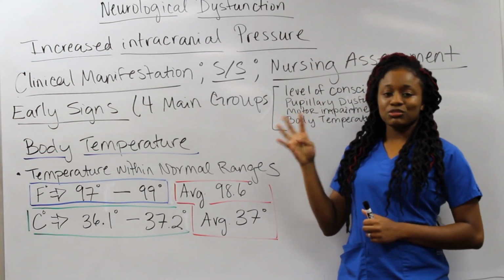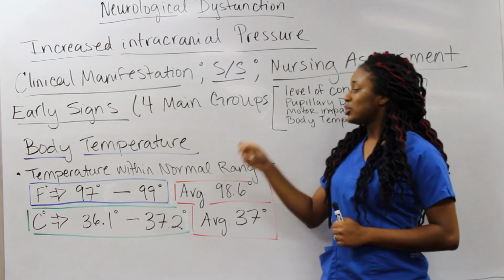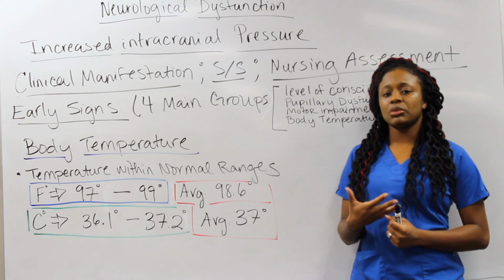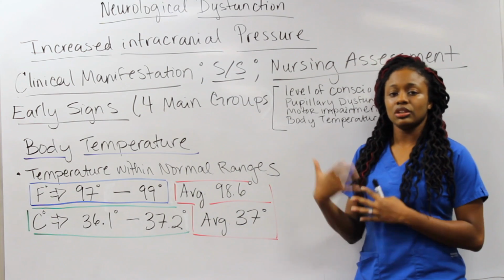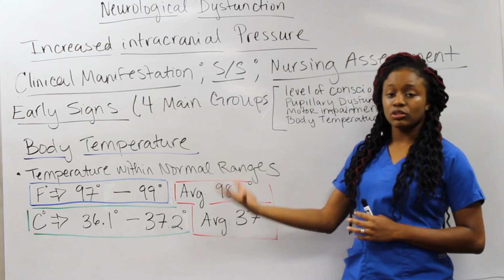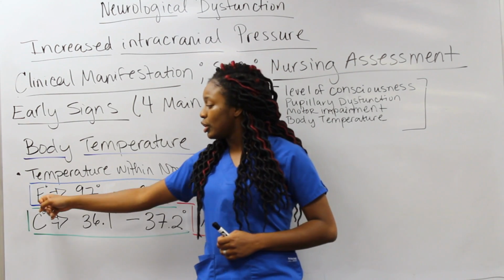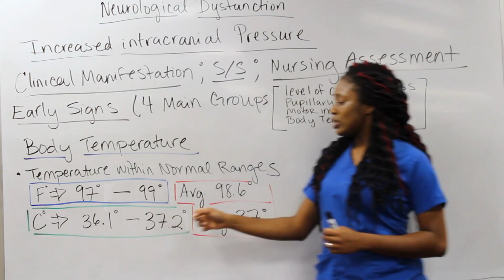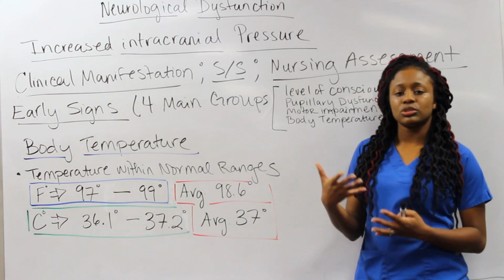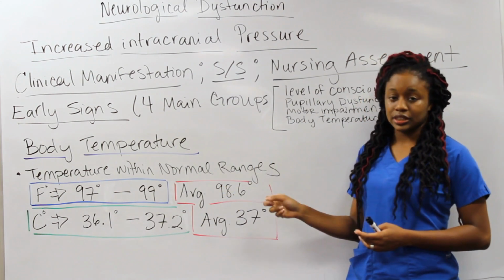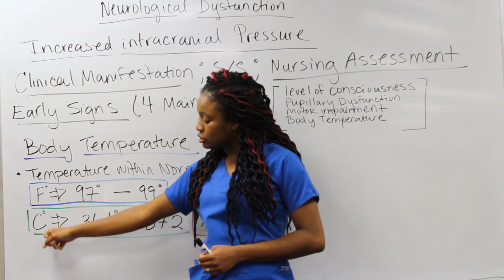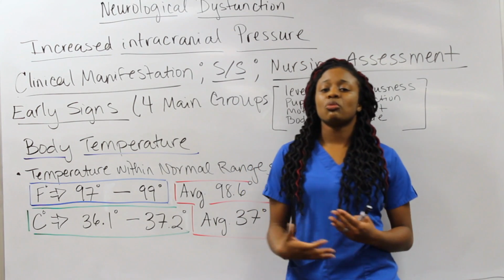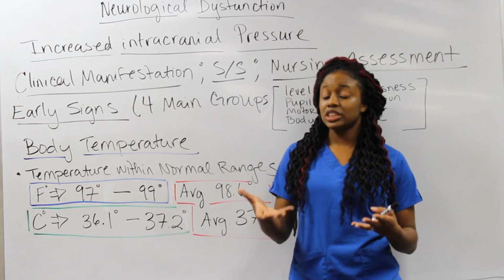And the last of the main 4 groups is the body temperature, okay? The body temperature is going to stay in normal ranges. So in the early stage, you're not going to really see much of a change in the body temperature. It is going to be in normal ranges. So I wrote down here for you what normal ranges are, and if you're looking at Fahrenheit, it is between 97 to 99, okay? And of course, your average temperature, which most people are normally going to be at, is 98.6, okay? And I transferred that into Celsius, because remember, now that we are in the medical field, they go by the metric system, so you may just see Celsius.